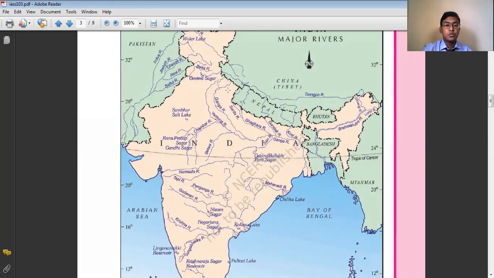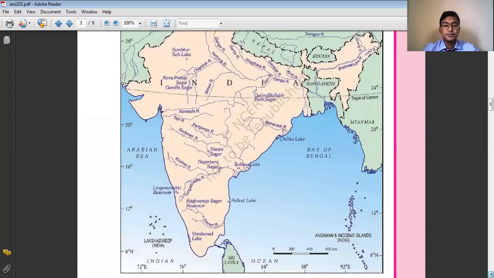In its course, the Ganga river is joined by different tributaries. Different tributaries join the river Ganga from both sides, from both the left and the right bank. So let us study those tributaries of river Ganga.